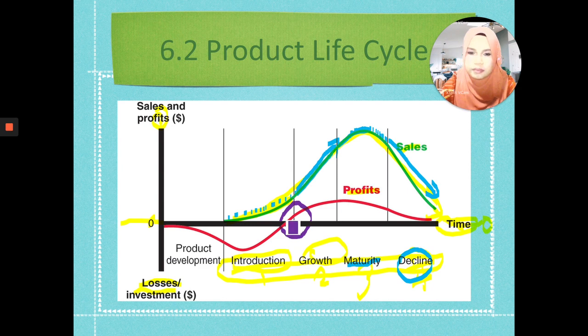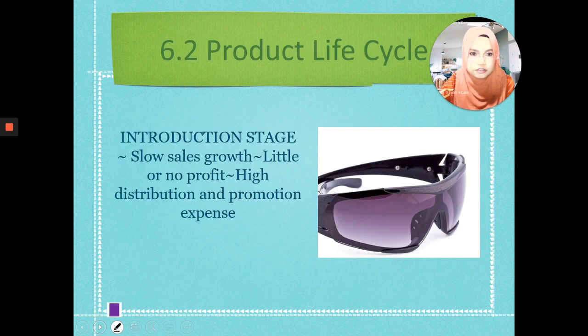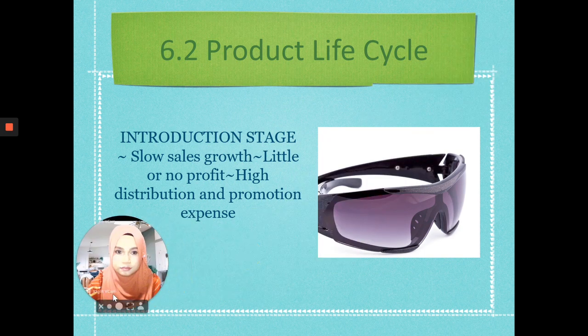Okay, 80% of your introduction stage will be losses, right? While another 20% is when you start to earn profit, and profit continues to grow at the growth stage. And of course at the maturity stage, you will see that profit starts to fall, also during the decline stage. So let's look at what happened in the introductory stage. As I told you, slow sales growth. There will be little or no profits.